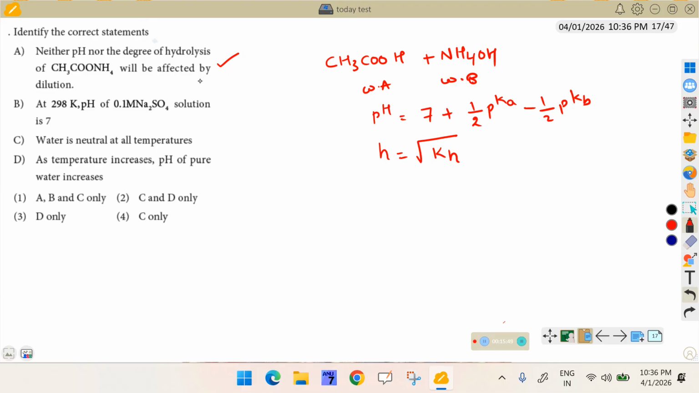Right statement. At 298 kelvin, pH of 0.1 molar Na2SO4 solution is 7, correct? Because Na2SO4 is a combination of NaOH plus H2SO4, a combination of strong acid and strong base. Water is neutral at all temperatures, correct? As temperature increases, pH of pure water increases. This is wrong. Only A, B, C statements are correct. Temperature increases, pH of pure water decreases. Wrong. How?